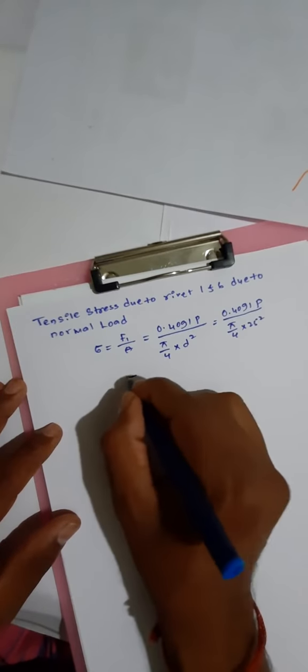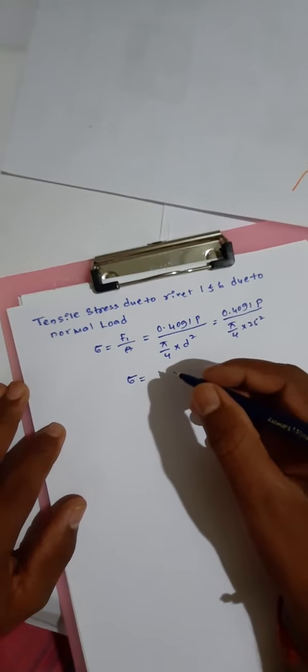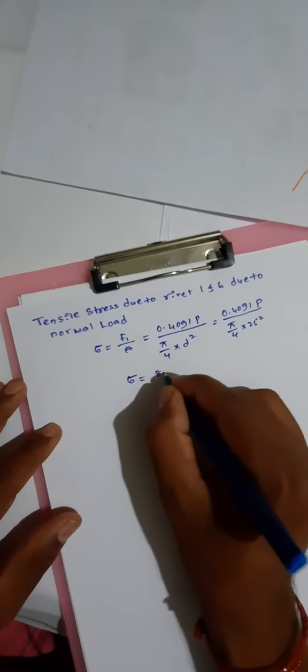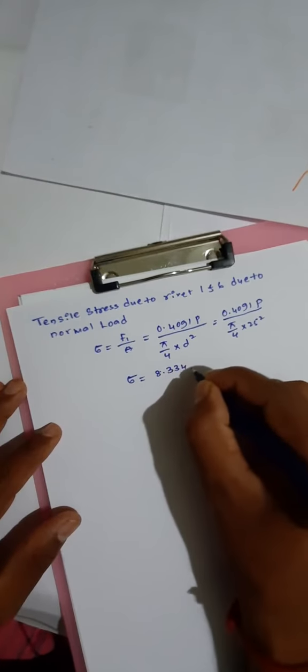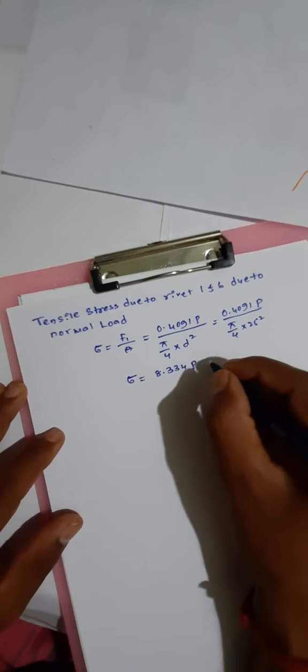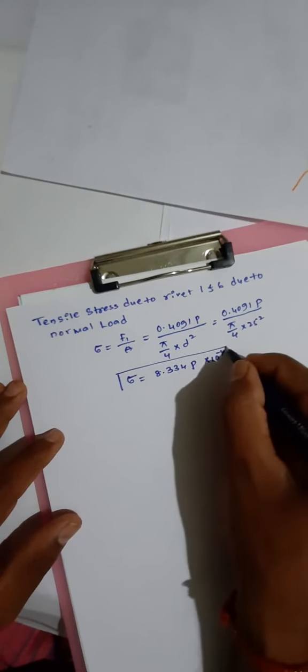We know the value of D, so D is equal to 25. Sigma is equal to 0.4091 P divided by 5 by 4 into 25 square. So how much do we get? Sigma is equal to 8.334 P in terms of 10 to the power minus 4. This is the value we get.